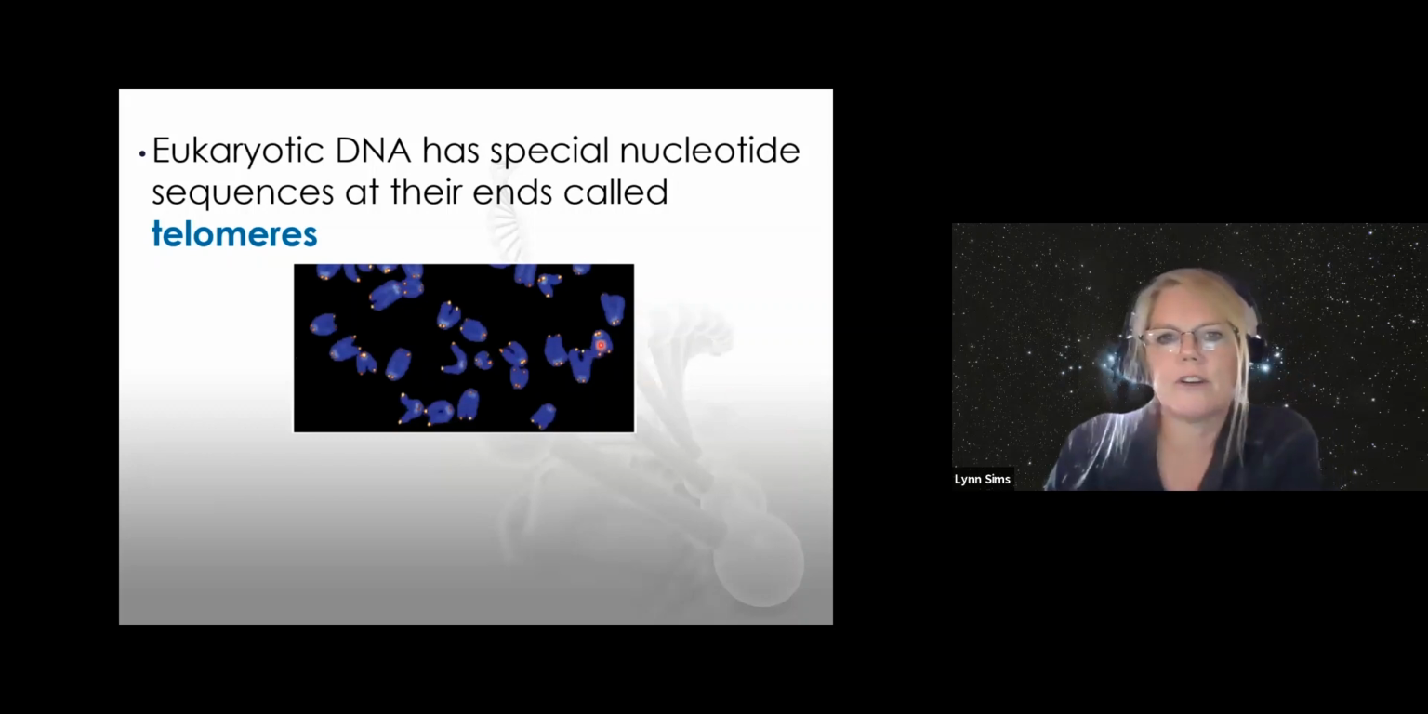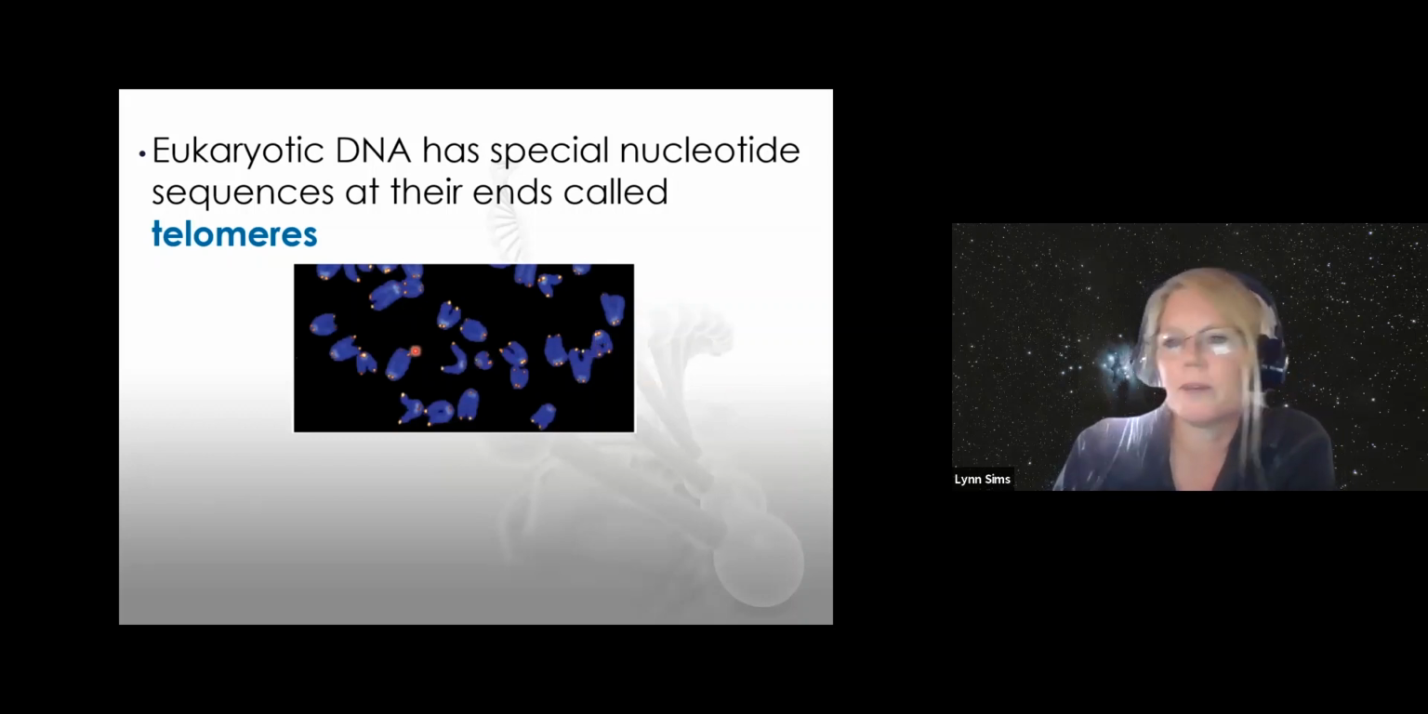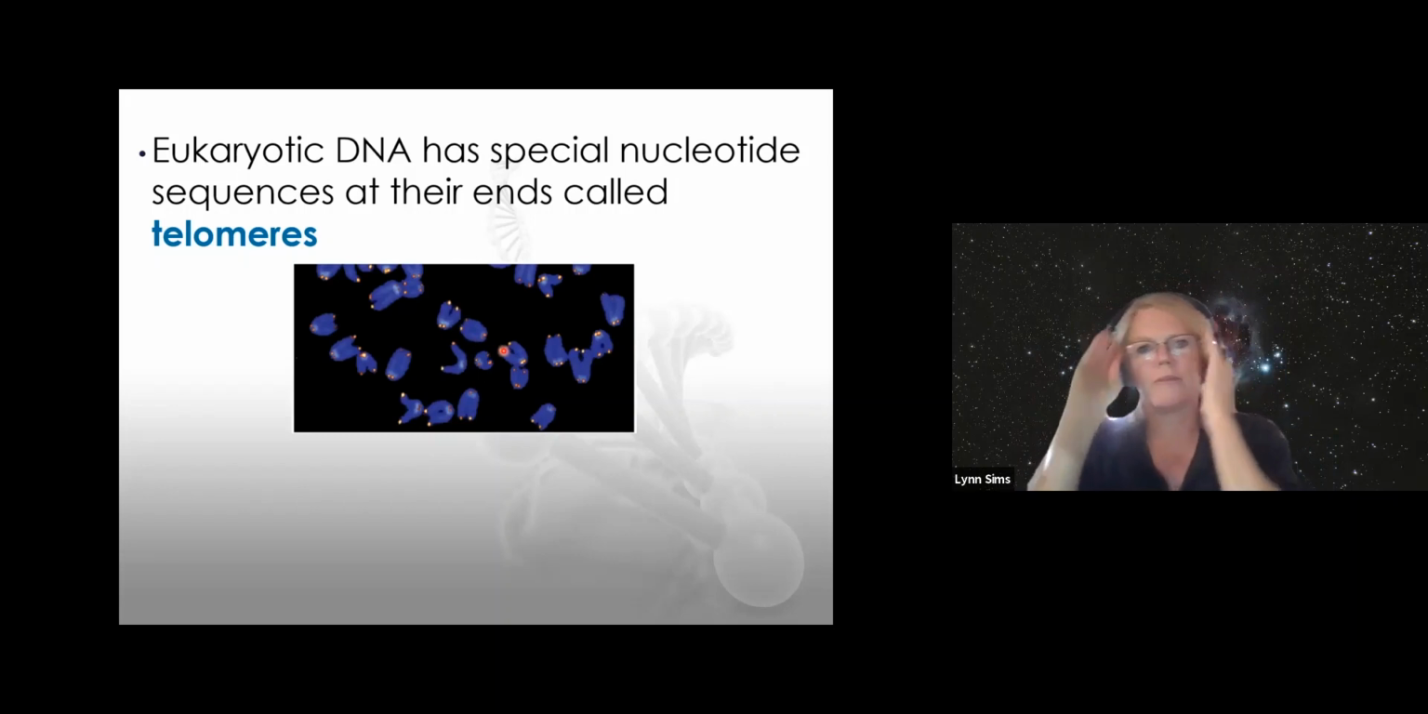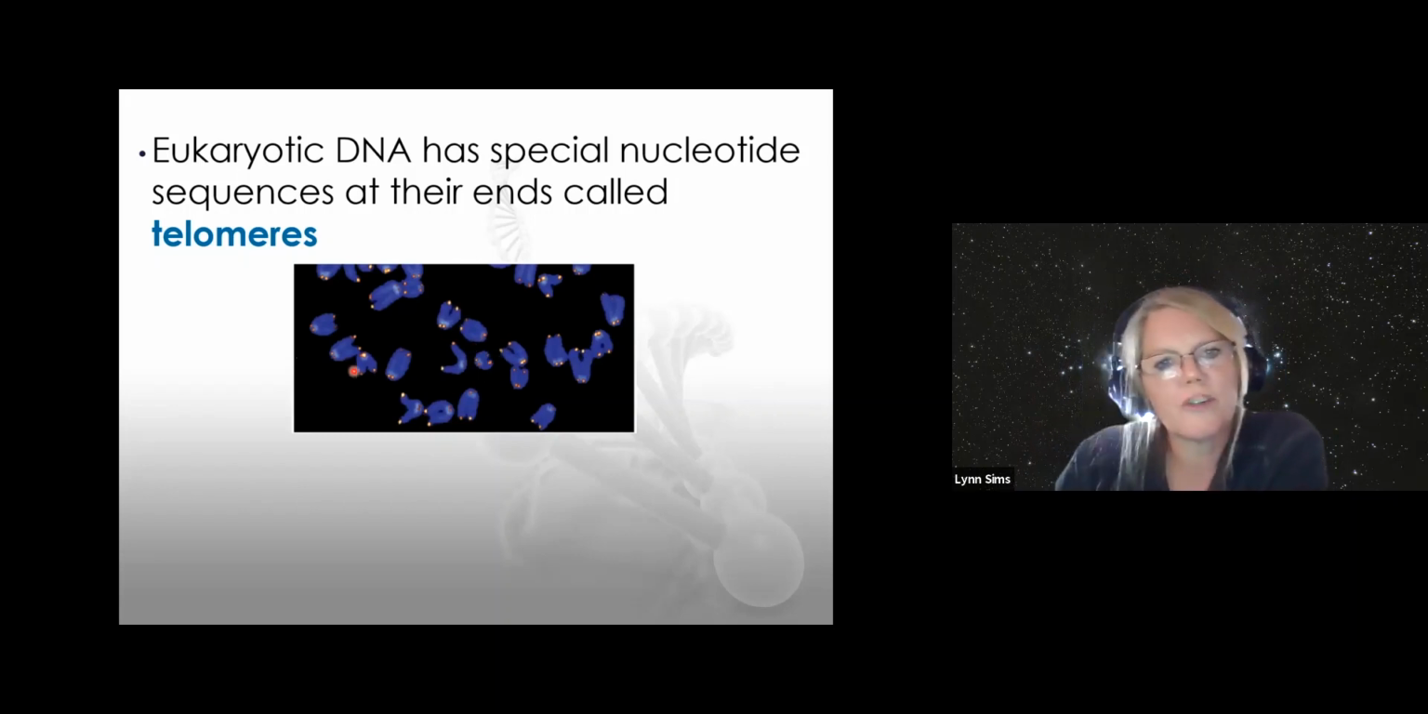Eukaryotic chromosomes have telomeres at the ends of their chromosomes, which are highlighted in this fluorescent image of the chromosomes. The telomeres are highlighted in the yellowish orange color. You can see where the centromere is, pinched off right here. It's very tight where the centromeres are, but the telomeres are at the ends, and those are also very tightly compacted.